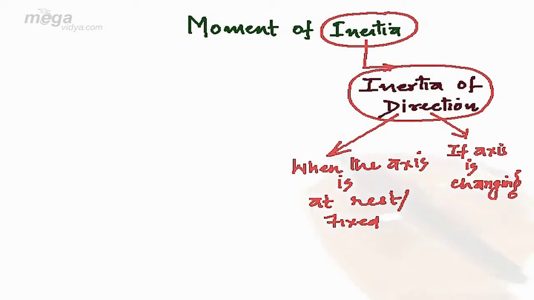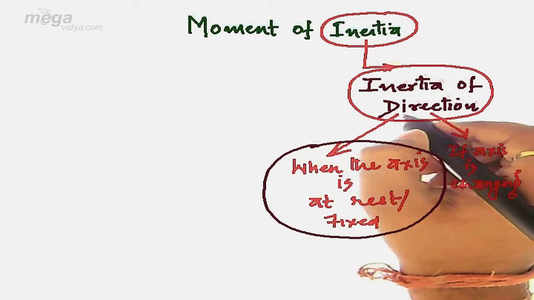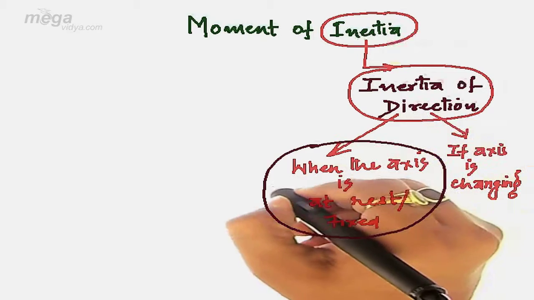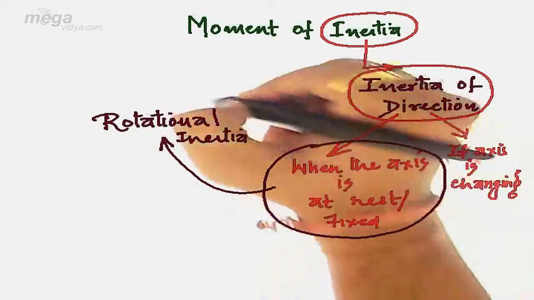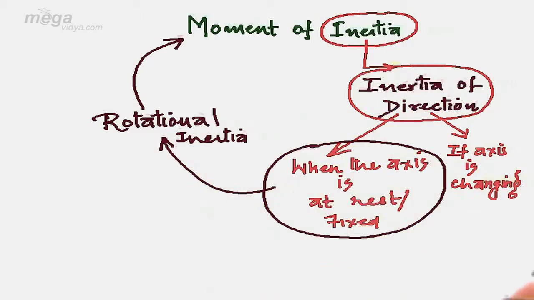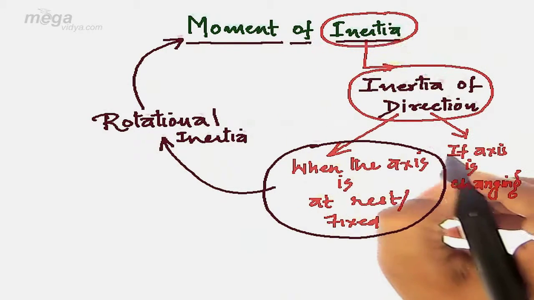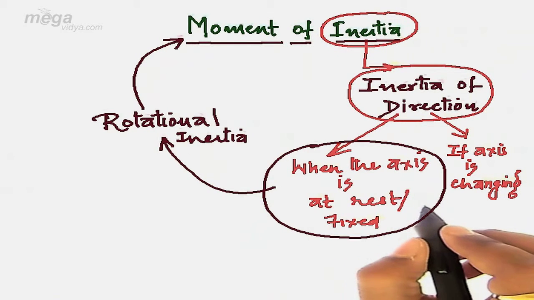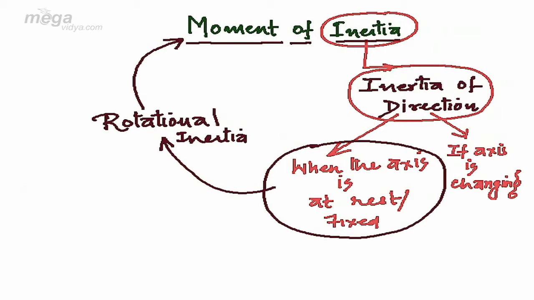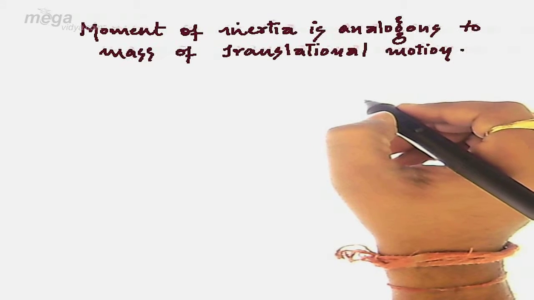So, what will happen if the axis is fixed? If the axis is fixed, the body will rotate about a fixed axis, and the inertia of direction can be called rotational inertia, which is the same as moment of inertia. So, moment of inertia may be explained as the inability of any body to undergo rotational motion by itself. As mass is the measure of inertia, using the concept of analogy, we can say moment of inertia is analogous to the mass of translational motion.